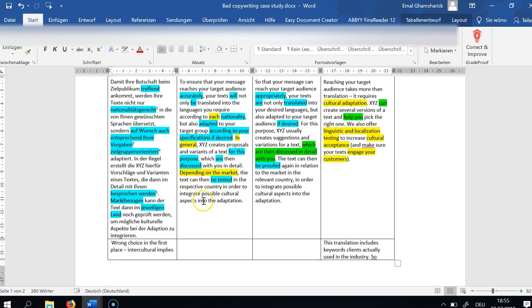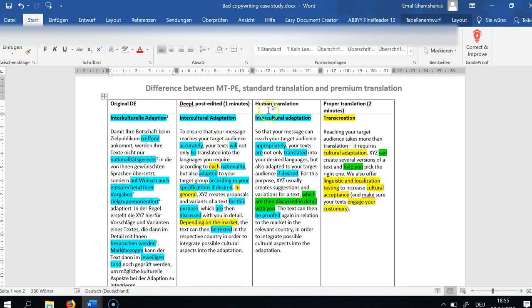And that's what you see in the machine translation here, the DeepL post-edited version, and the human translation, which is actually used. Look at this, for example. Here they say, depending on the market, the text can be tested in the respective country in order to integrate possible cultural aspects into the adaptation. It's perfectly grammatically correct. Look at this.